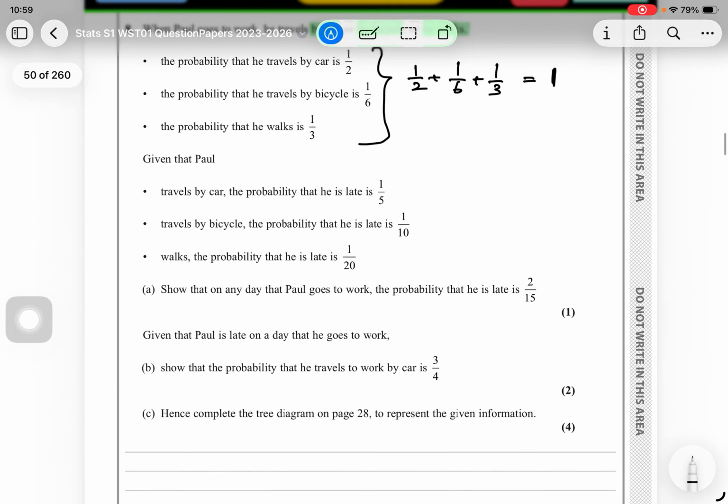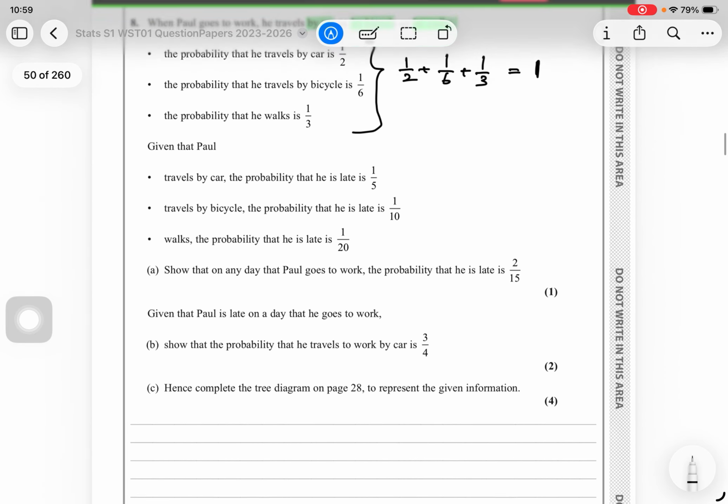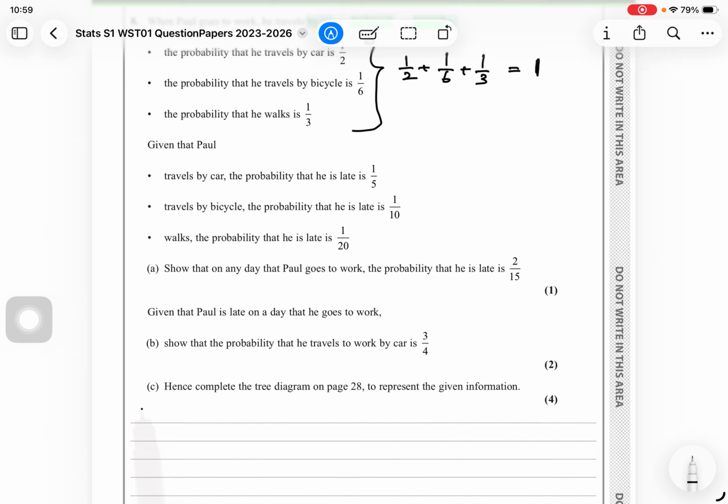And let's quickly write down the information they are giving us, which is important in a probability question. With the car, it's 1/2. The probability of coming by bicycle is 1/6. The probability of walking is 1/3.